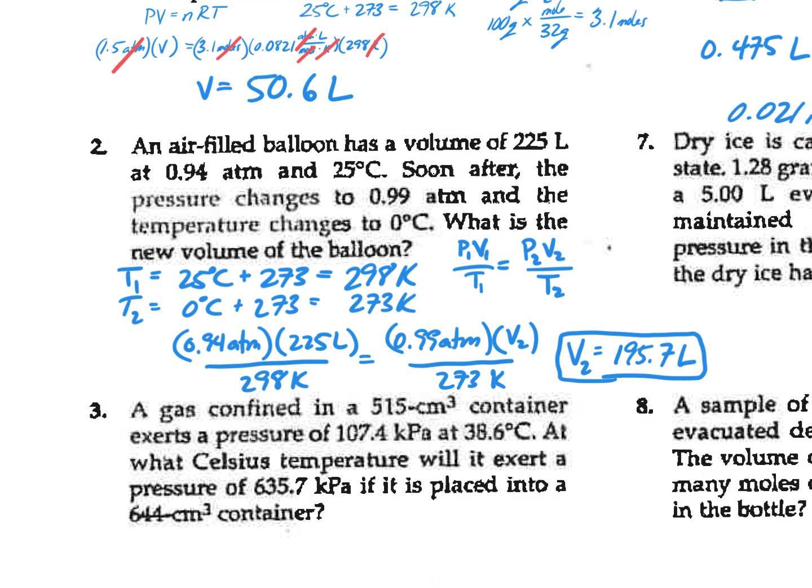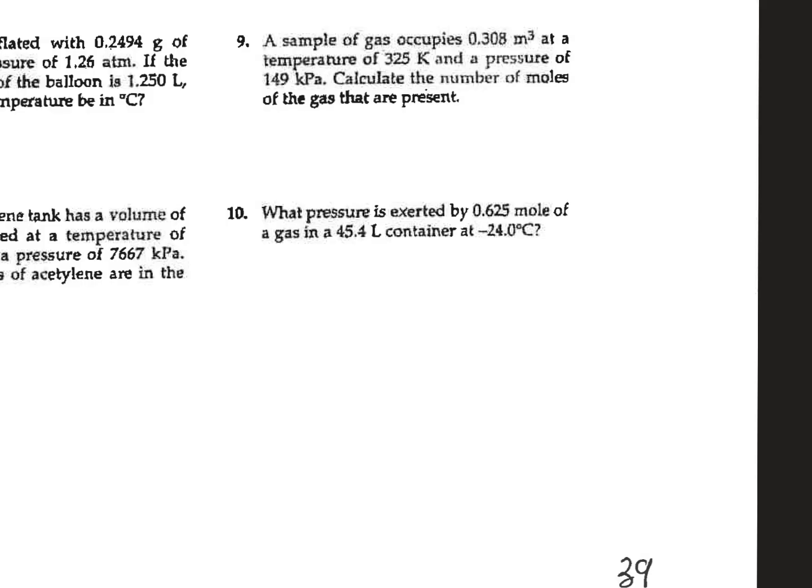All right, guys, just label everything. Be careful about units. It's really the key to doing any of this. Okay? Why don't we try one more? I'm just going to jump ahead to number 10 here, and I want to point something out. Okay, number 10, on page 39. What pressure is exerted by this many moles of a gas at 45.4 liters, and the container is at minus 24 degrees Celsius? Okay, so we're solving for pressure.